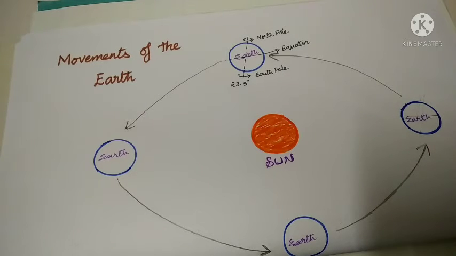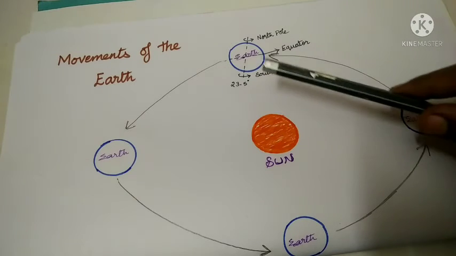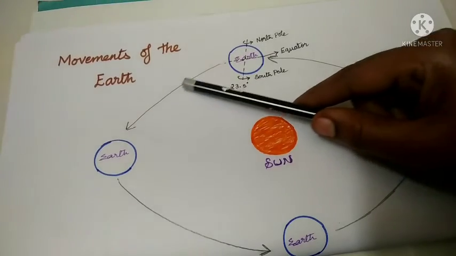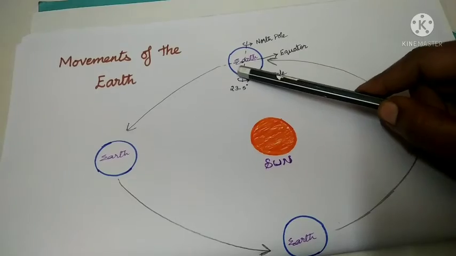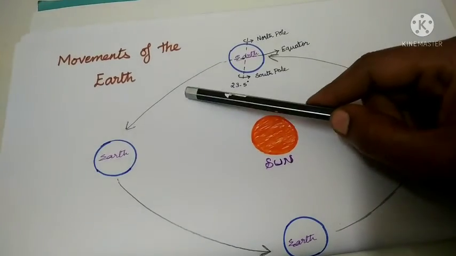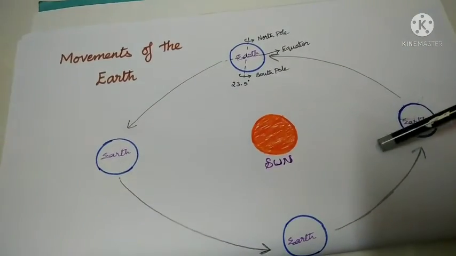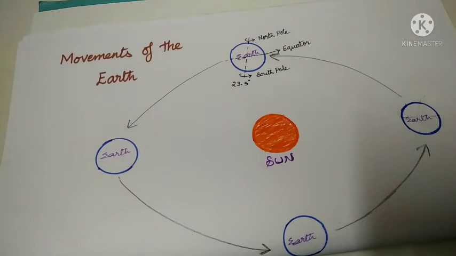So the movement of the earth on its own axis is called rotation. Here the earth moves on its own axis, that is the inclined axis, 23.5 degree inclined axis, and the earth rotates around the sun. So this is called rotation of the earth. Rotation of the earth causes day and night changes. One rotation is completed in 24 hours.